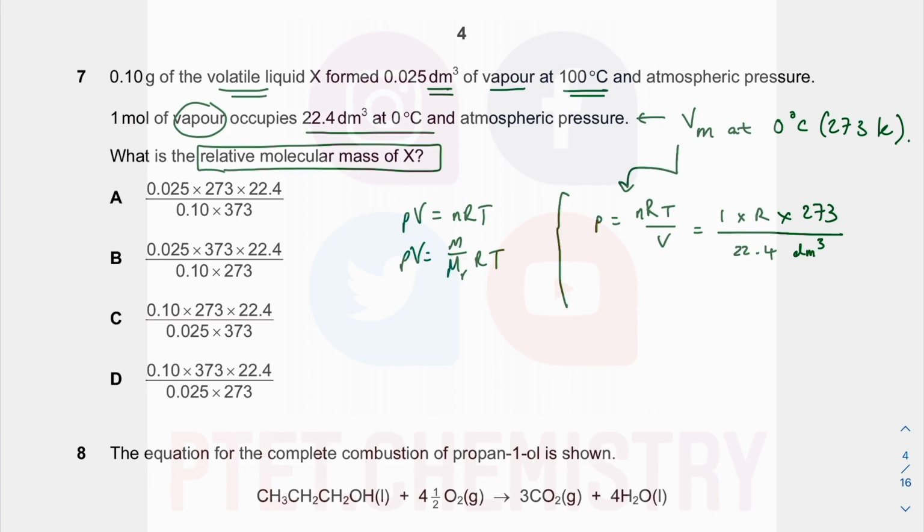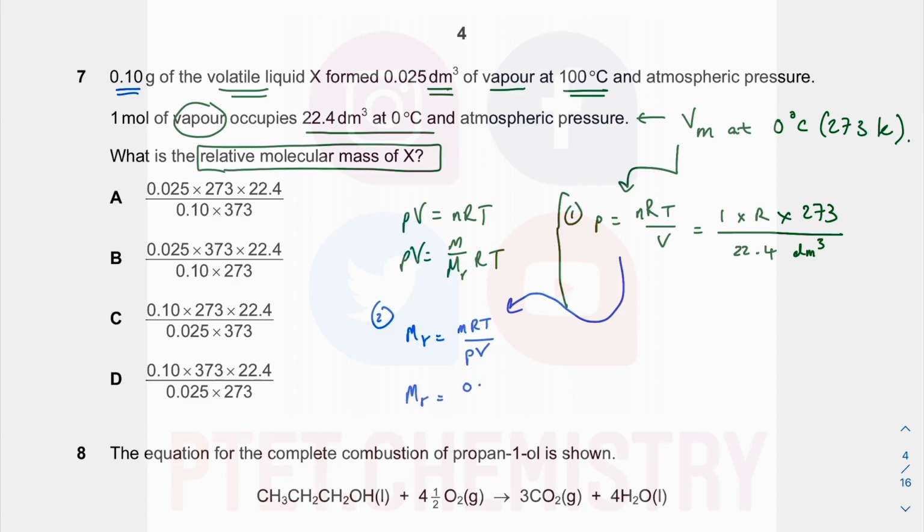So essentially I'm doing a ratio. Alright, if you think about it, I'm doing a ratio. So now I sub into this equation. So this is the pressure from here, it's the same pressure there, so I can sub it into our scenario here, where we are given 0.10 gram of that volatile liquid X, and we are supposed to find out the MR. Alright, so the MR for this non-volatile liquid X is going to be MRT over PV.